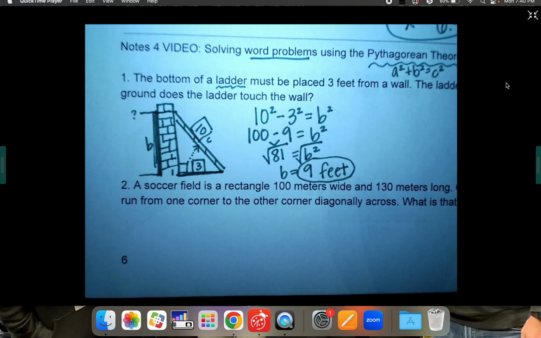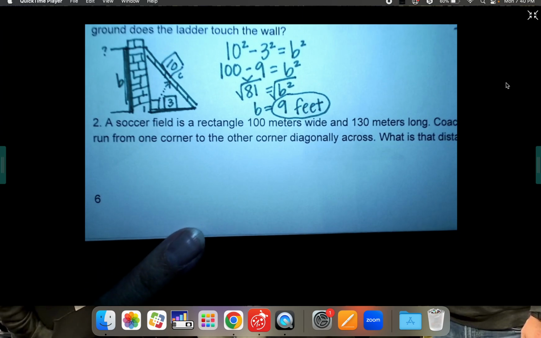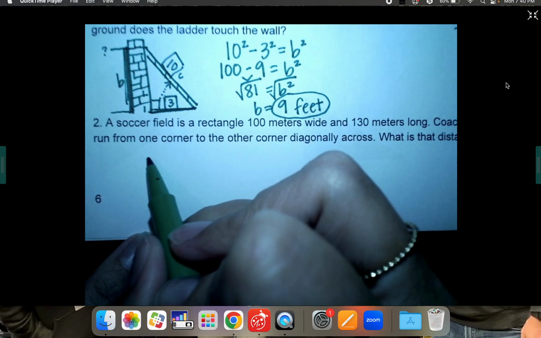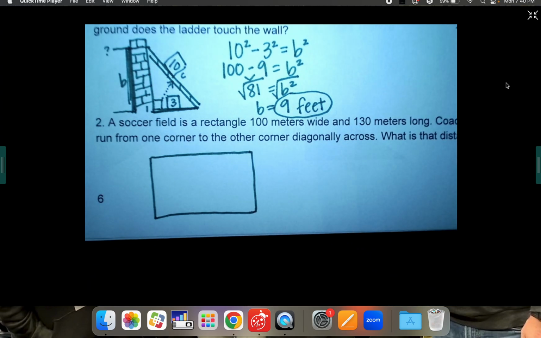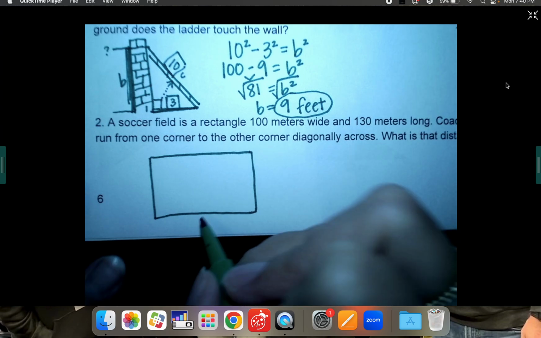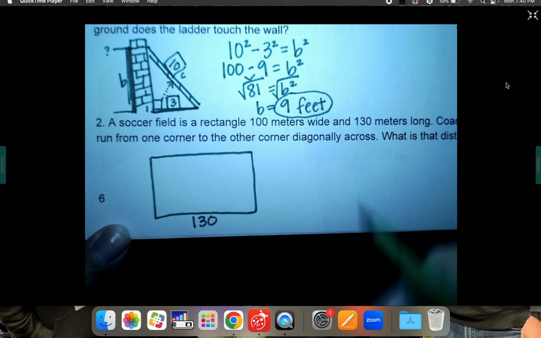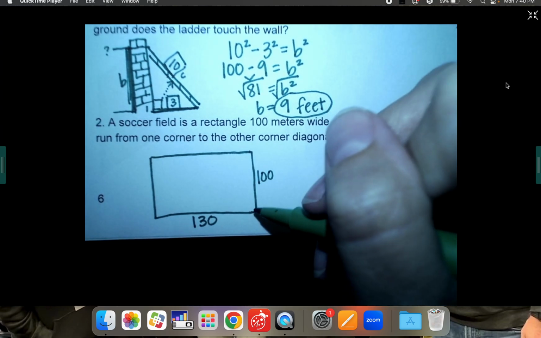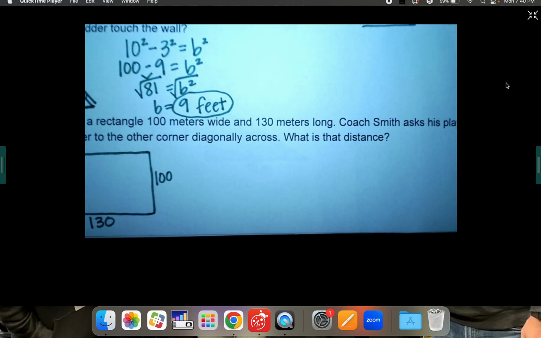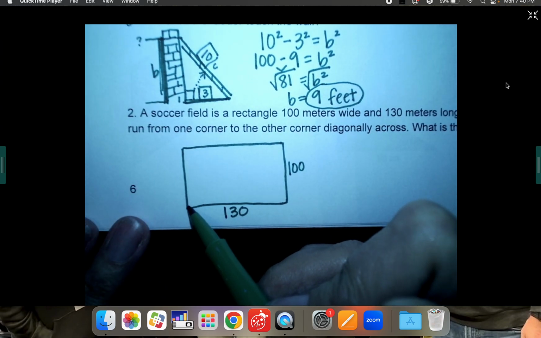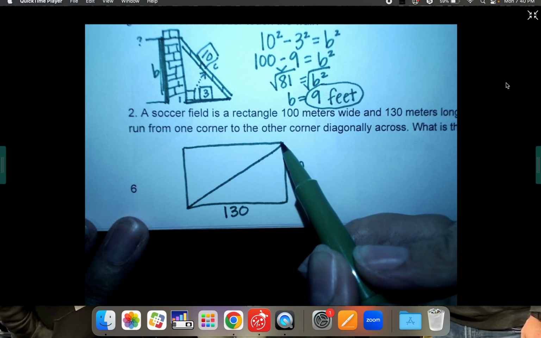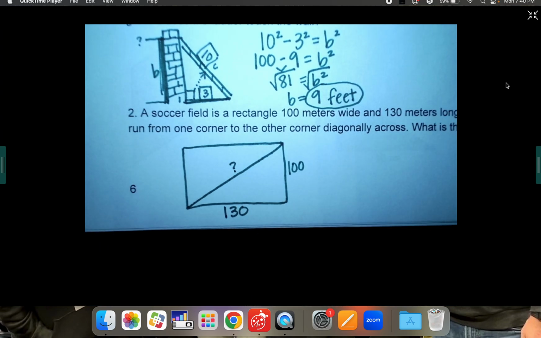All right, the next word problem says a soccer field is 100 meters wide by 130 meters long. So 130 meters long by 100 meters wide. Then it says Coach Smith asks his players to run from one corner to the other corner across the field diagonally. What is that distance?